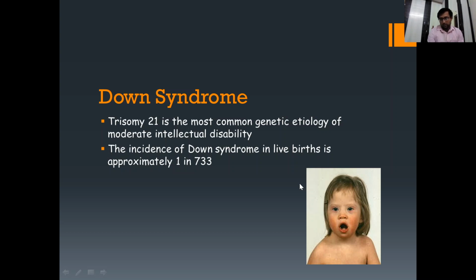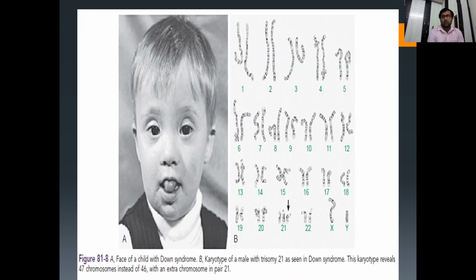Here is a picture of a female affected with Down syndrome. Now this one is a karyotype, where we can clearly see there are three chromosomes at 21, so an extra chromosome in the 21st pair of chromosomes.